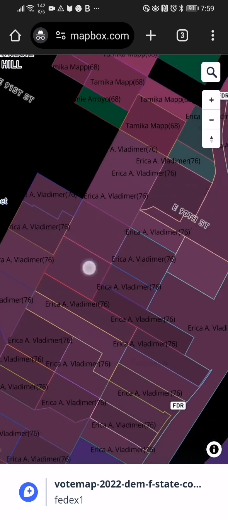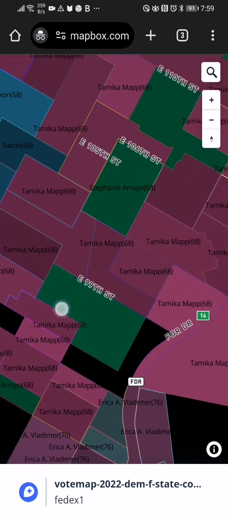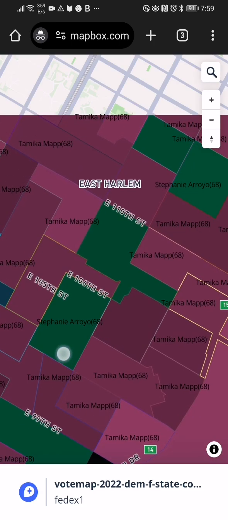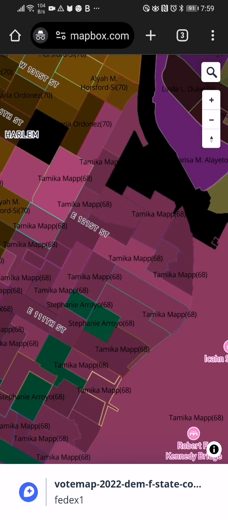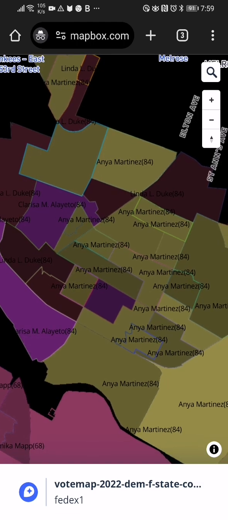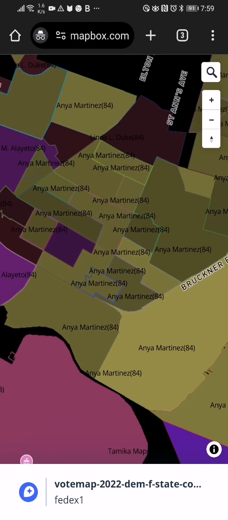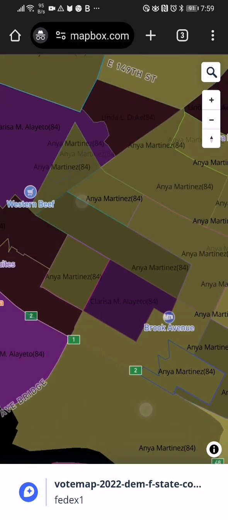You can even zoom in and see the streets. And let's not ignore the Bronx. So we're going up towards the Bronx. Here's Harlem, and it looks like there was some competition there in 68. And let's go up to the Bronx, and there's some competition in 84 for the female seat, which now is gone.